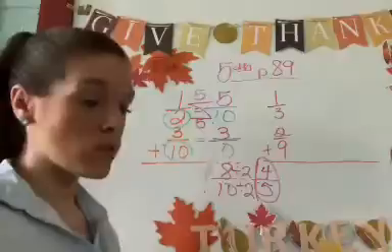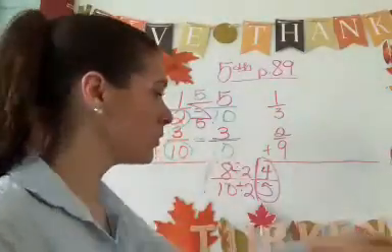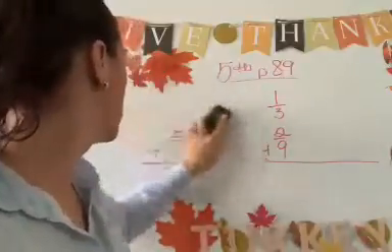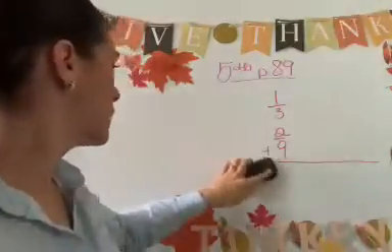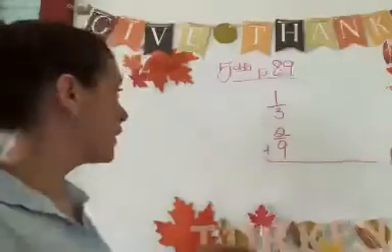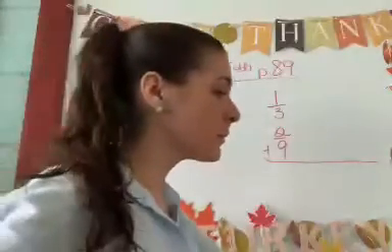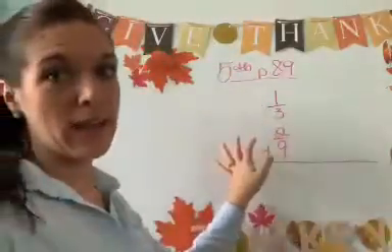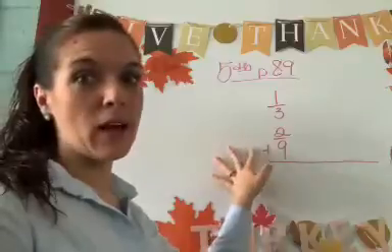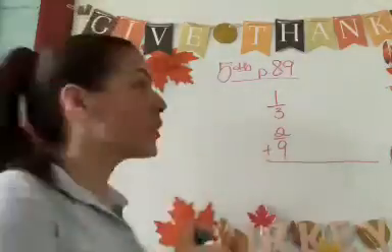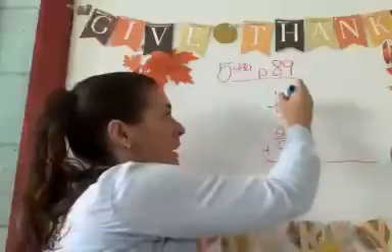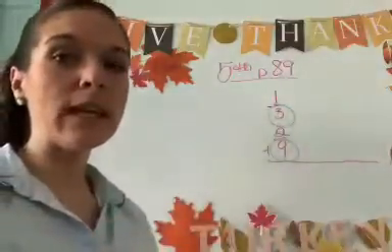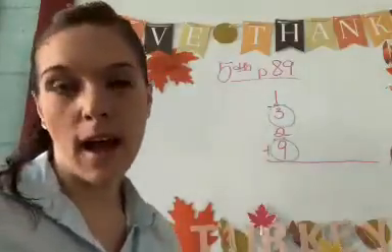Okay? Here we go. Let's do letter B together. We have 3 and 9, so we cannot add those denominators by themselves. So what do we have to do? We have to change the denominators. We have 3 and 9. What is our least common denominator between 3 and 9? Ethan?